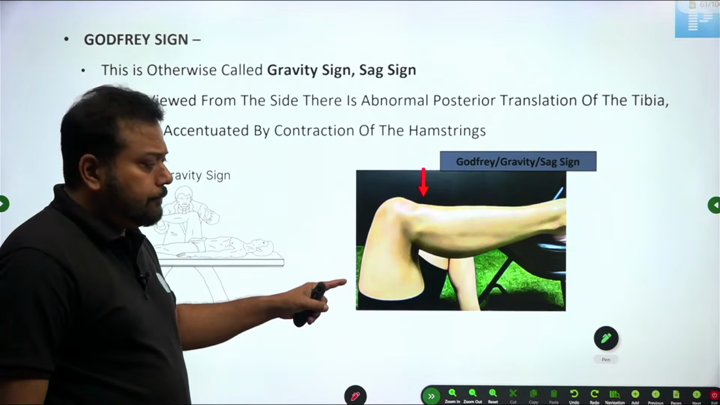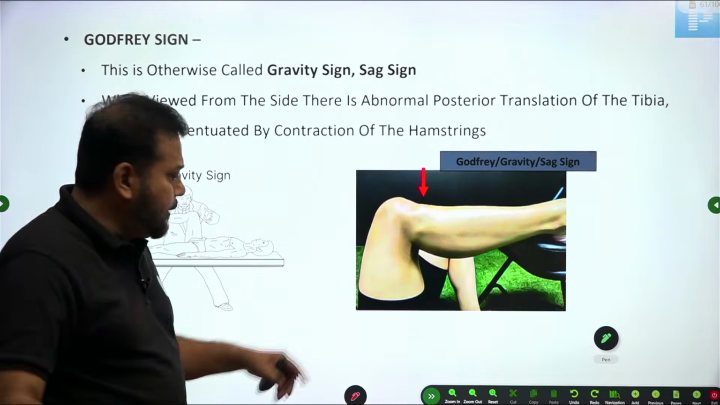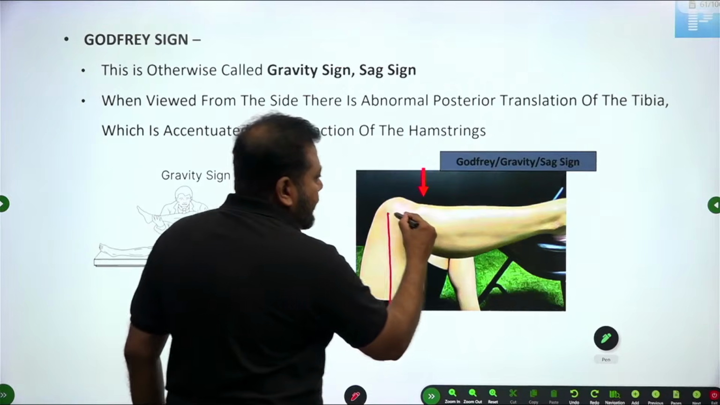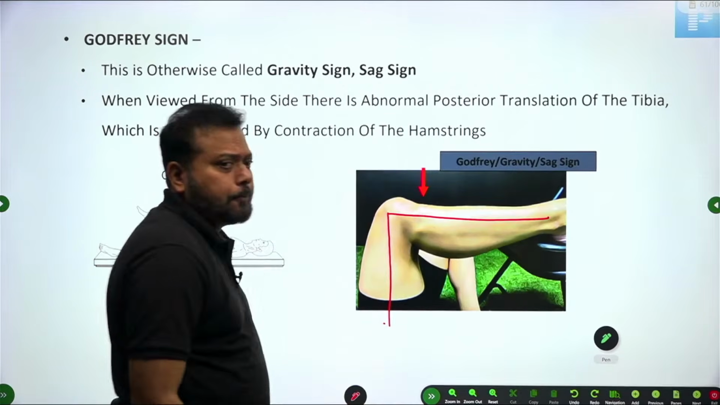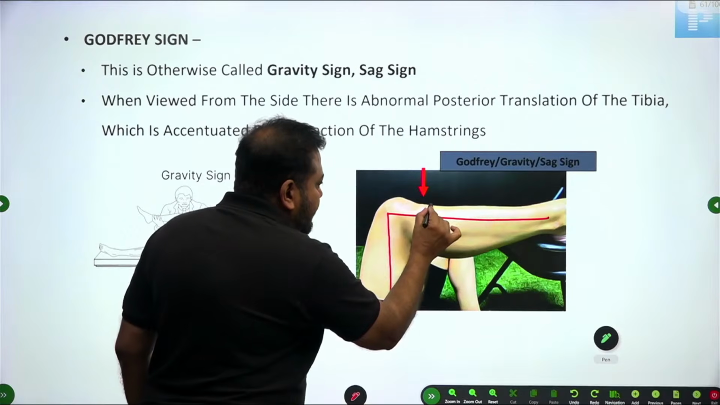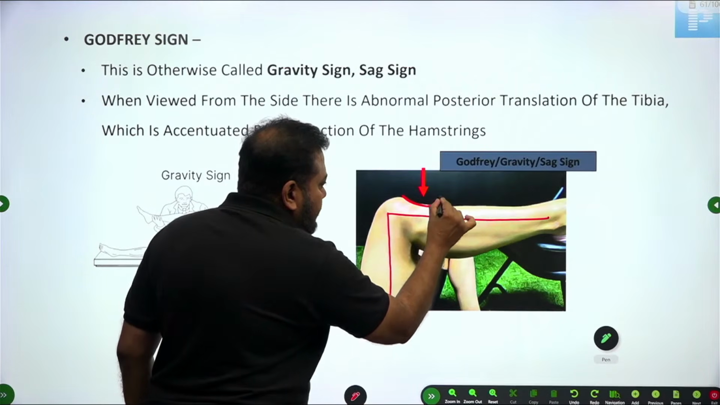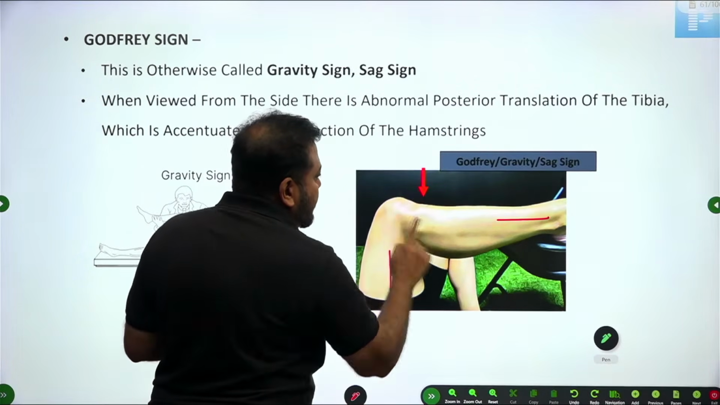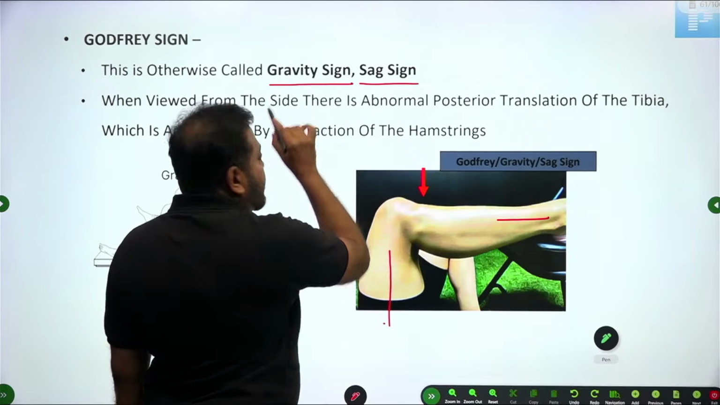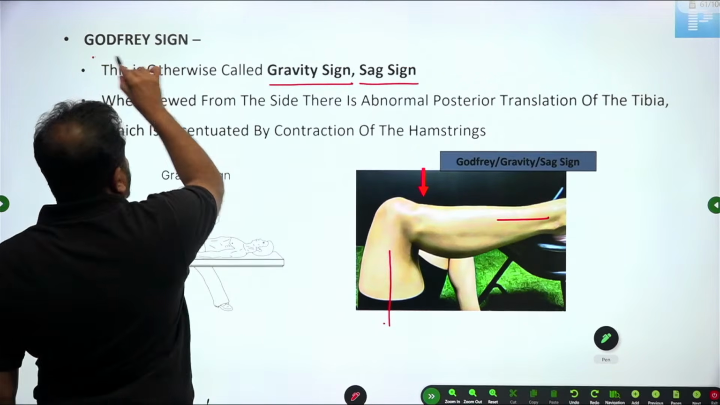What is that? Make the patient lie down in supine position, flex the hip and the knee joint to 90 degrees. You see here, in this position, when you see tangentially, the tibial tuberosity will sag. This is called a sag sign, a gravity sign. The test is named after Godfrey.